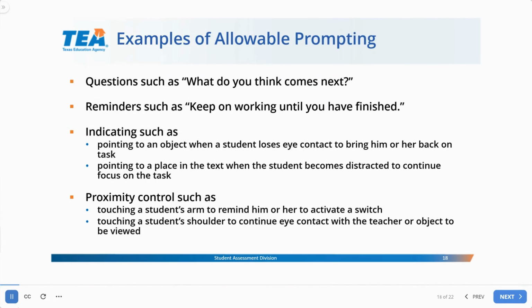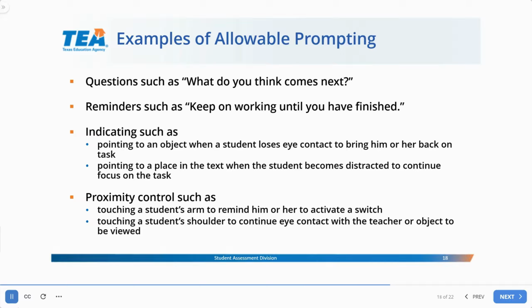Here are some examples of prompting that would be allowed on TELPAS alternate. Questions such as "What do you think comes next?" Reminders such as "Keep on working until you have finished." Indicating, such as pointing to an object when a student loses eye contact to bring him or her back on task. Or pointing to a place in the text when the student becomes distracted to continue focus on the task.